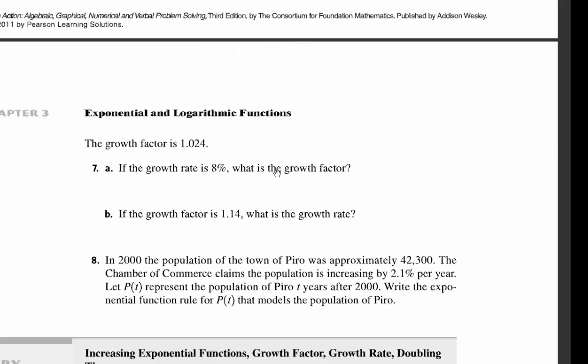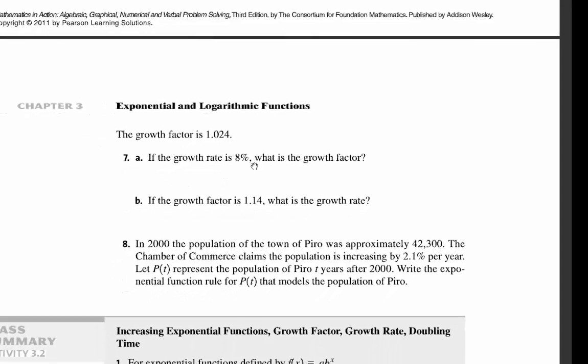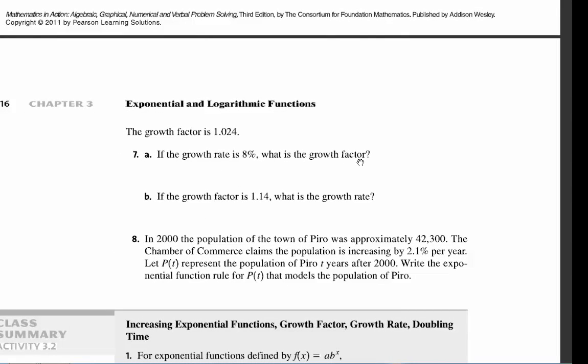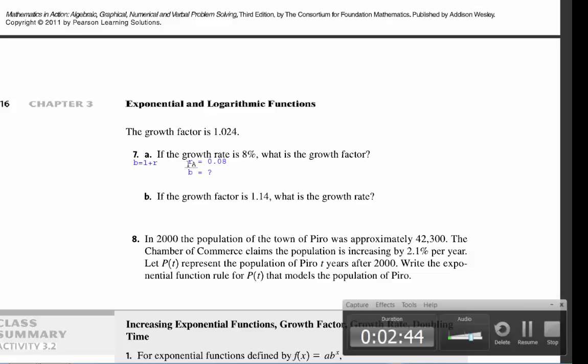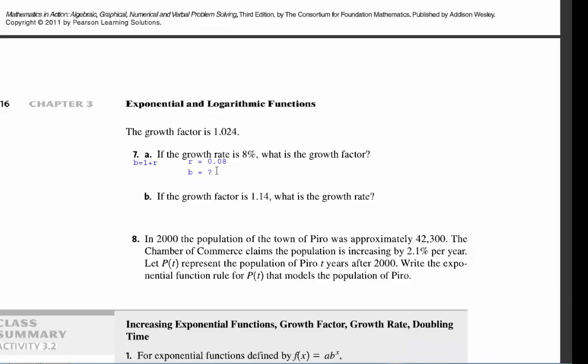In problem 7, we're given a growth rate of 8%. We're asked, what is the growth factor? Again, we can use the formula B equals 1 plus R, and we can substitute the 8% in for R. 8% as a decimal would be 0.08. So let's take stock of what we know. We know that R equals 0.08, and B is what we're looking for. We're looking for the growth factor, given the growth rate.